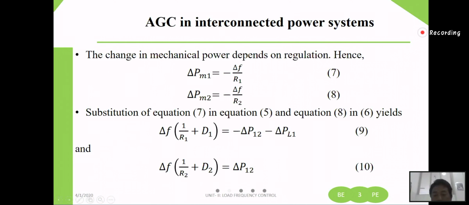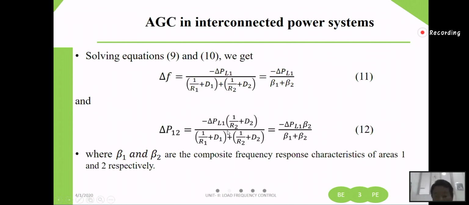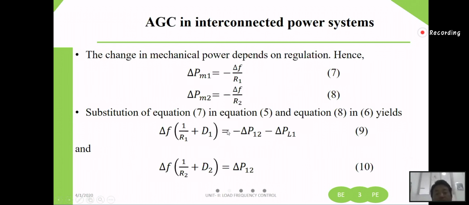So now what you can do is, you have learned in the earlier class that change in mechanical power depends on its regulation. So del PM1 will be equal to minus del F by R1. Del PM2 will be equal to minus del F by R2. This one we learned in yesterday's session, where del P1 by del P2 is equal to R2 by R1. So this is a basic equation which we know, that mechanical power depends on regulation.